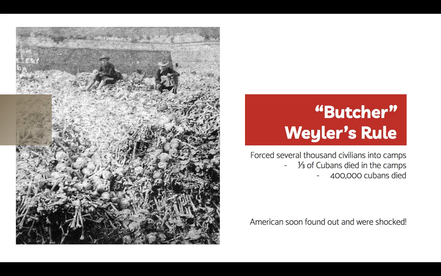Well, obviously, when he put them into these camps, they were very similar to concentration camps. They did not have the medical care that they needed. They did not have the resources or the food to properly take care of these people. One out of every three Cubans died in these camps. In total, 400,000 Cubans died.